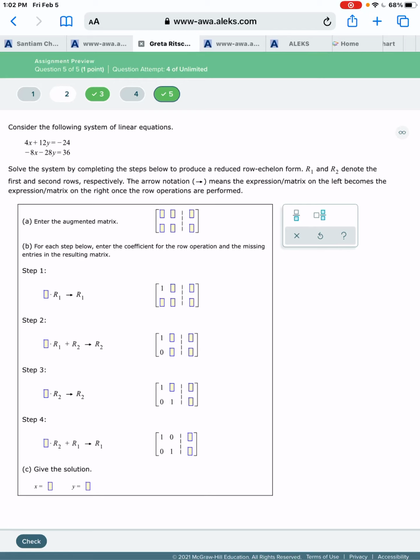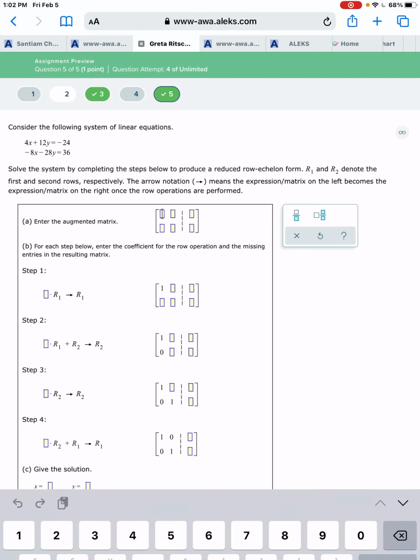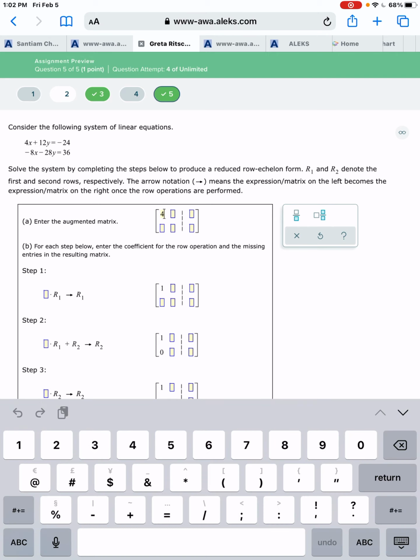All right, it takes a few of these to practice to get the hang of it. It's a little like one of those brain teaser math puzzles, but kind of fun in some ways. I like it anyway. So the first thing we're going to do is enter the augmented matrix, which just means we're copying the coefficients from our equations into this format.